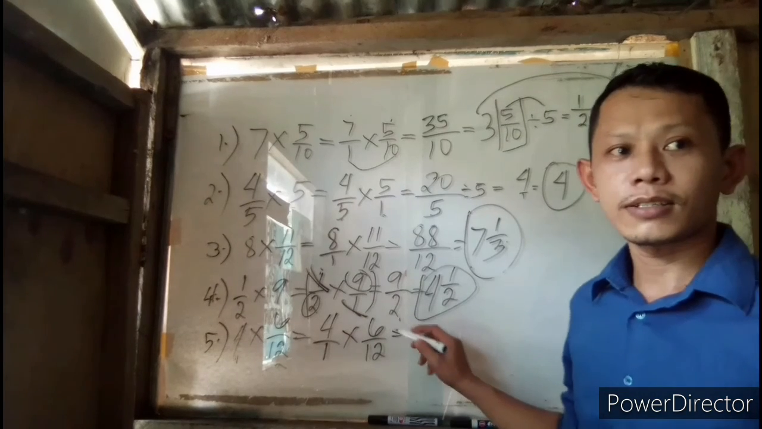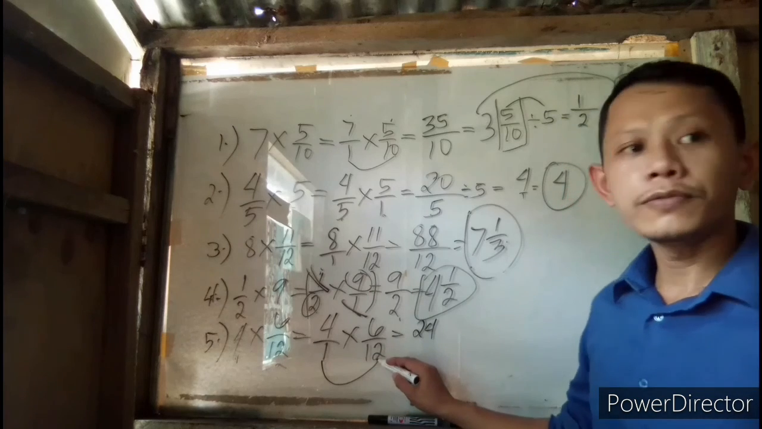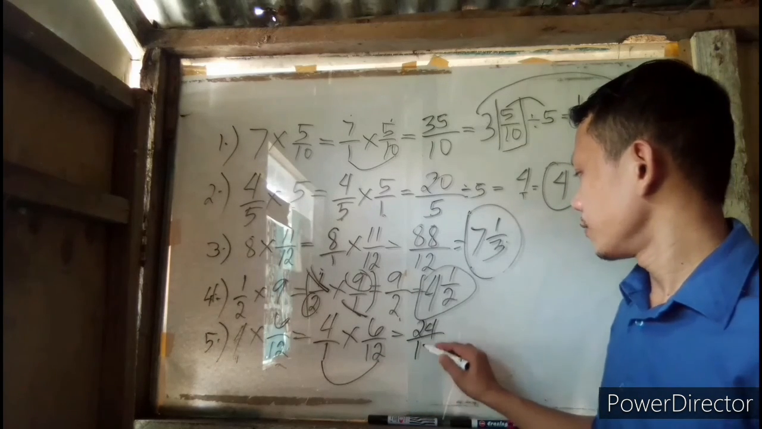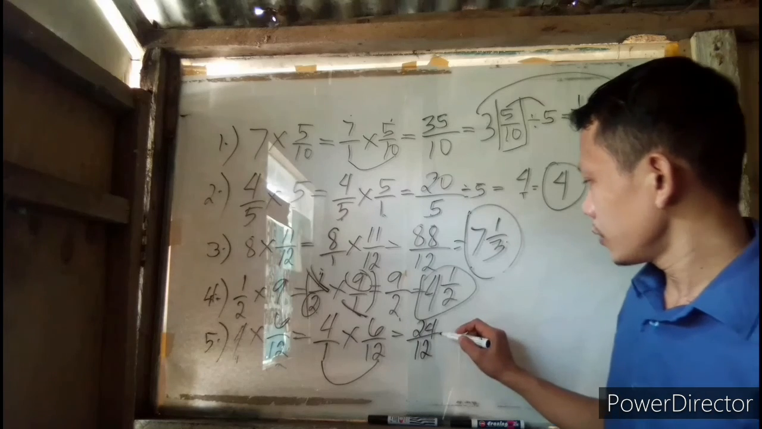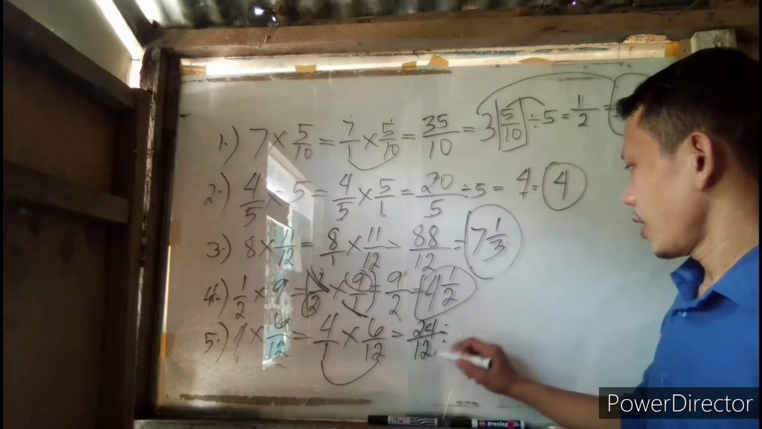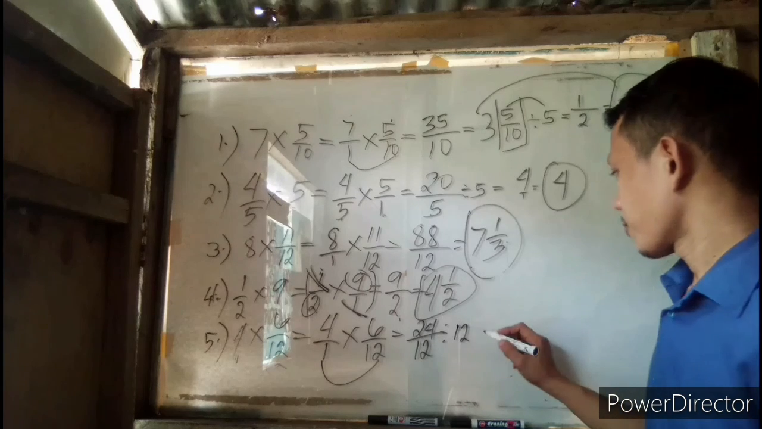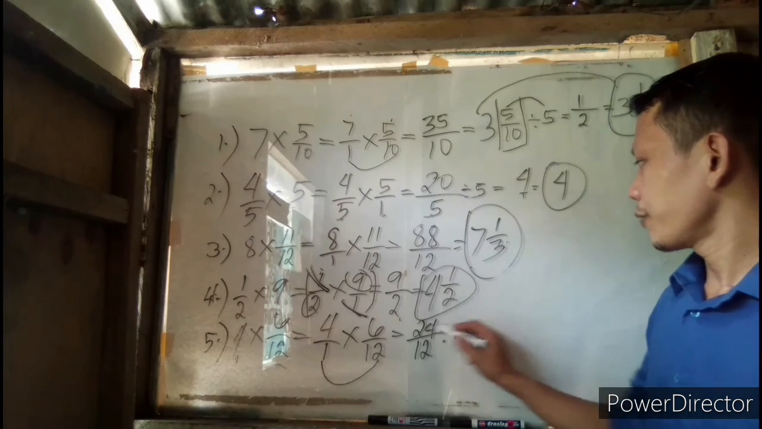4 times 6 is equal to 24. 1 times 12 is equal to 12. Now we're going to simplify. Yes, that's right. 24, we're going to divide it by 12. 24 divided by 12 is 2. 12 divided by 12, therefore 1. So therefore we have 2 whole number. Okay? So are there any questions?